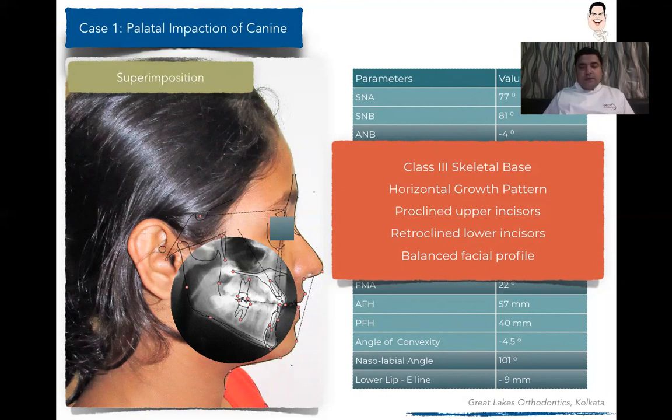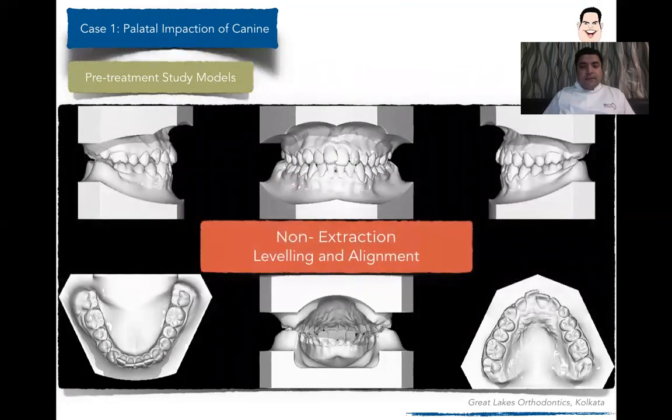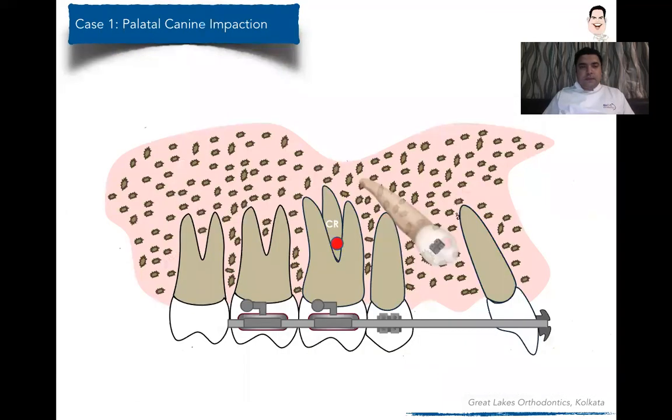So coming to the conclusion about this, the whole diagnostic aspect, you need to digitize your models. And once we analyze the models, we are able to find out, along with the cephalogram, that it is going to be a non-extraction philosophy, where we are going to basically level and align the lower and the upper arch. However, to avoid unnecessary proclination of the incisors and to maintain the balanced facial profile, we might need to do a bit of proximal stripping. So the treatment objective and the planning would be based on this diagram.